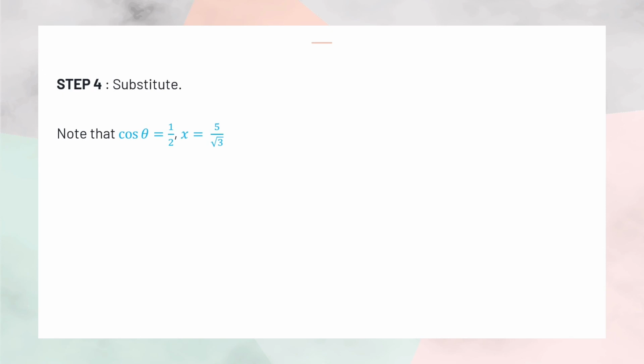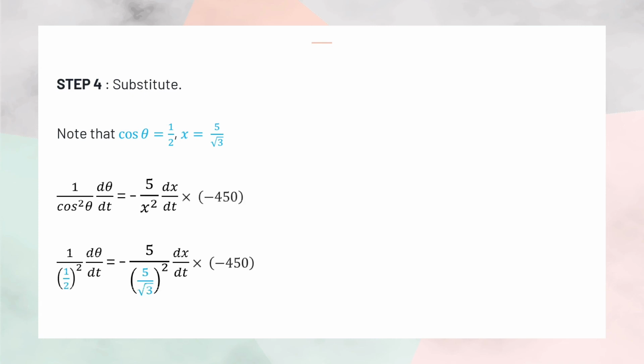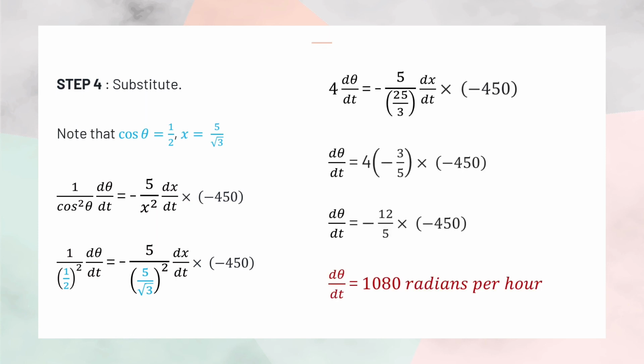The last step is substitute. Note that cos theta equals 1 over 2 and x equals 5 over square root of 3. Substitute them in the equation and we will get the answer, which is 1080 radians per hour.